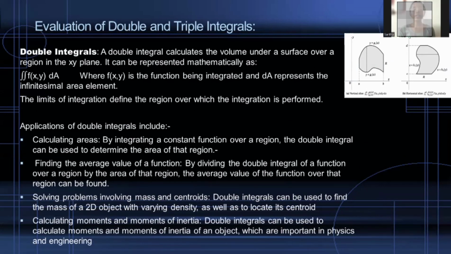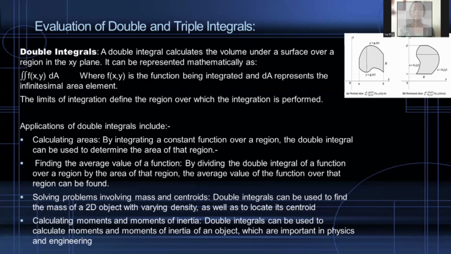In double integrals, a double integral calculates the volume under the surface over a region in the xy plane. It can be represented mathematically as the double integral of f of x comma y dA, where f of x comma y is the function being integrated and dA represents the infinitesimal area element. We can see in this figure the xy plane also. The limits of integration define the region over which the integration is performed.